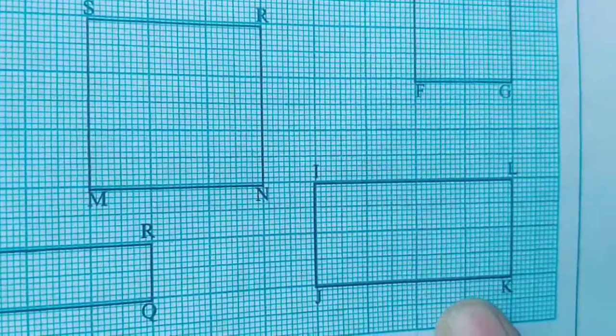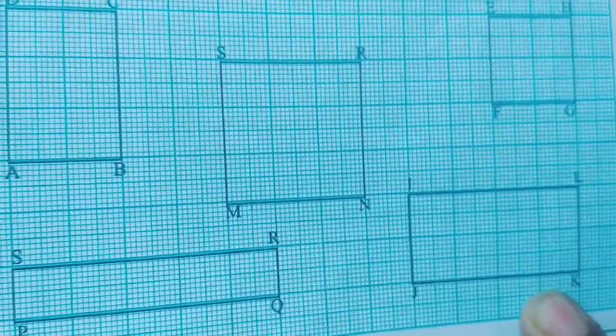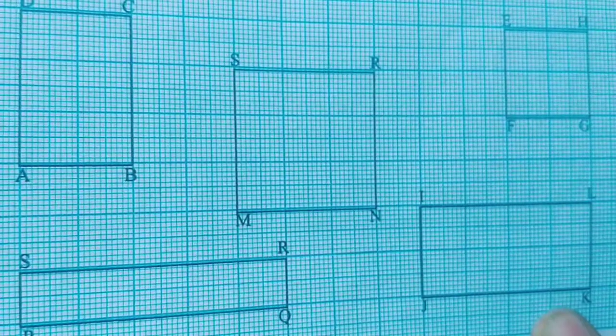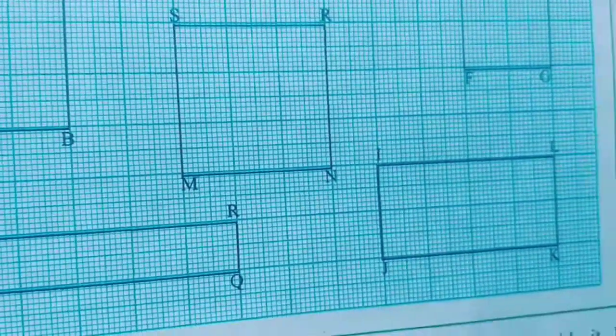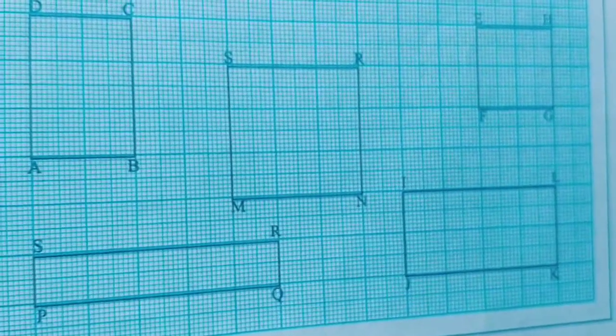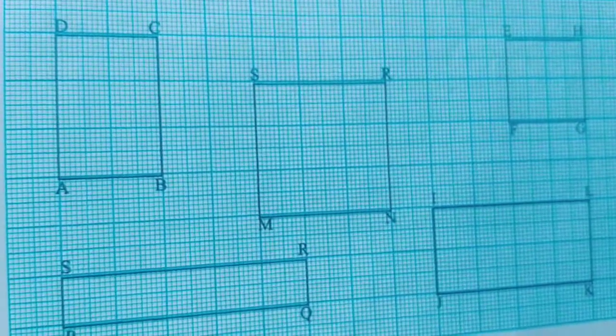Make all these figures in your classwork copy. Take one graph paper and draw the figures as given here, as it is.